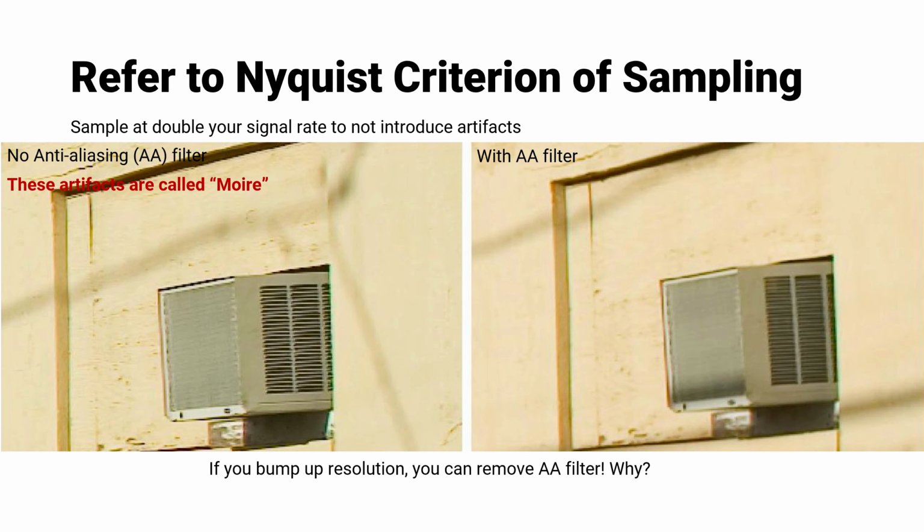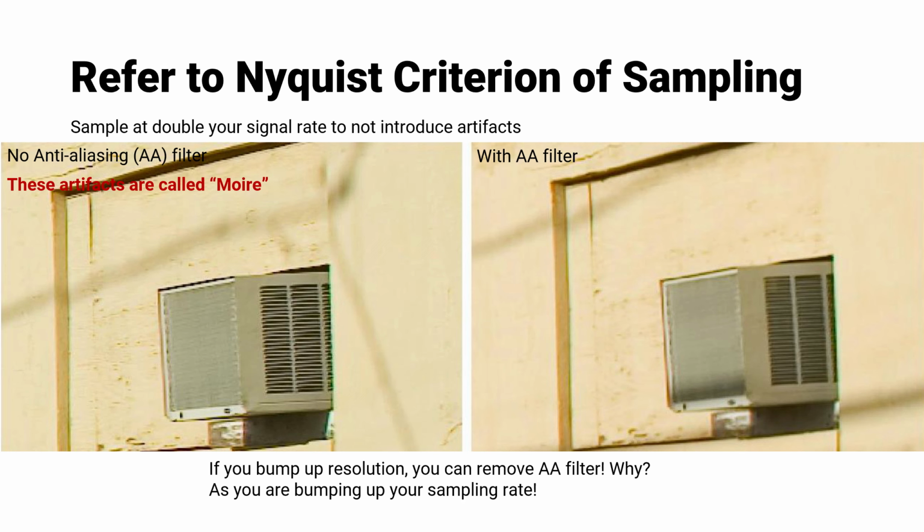Great. The question now is, if you bump up the resolution, you can remove the anti-aliasing filter and actually regain the sharpness we had before. Why? Again, the answer is in the Nyquist criteria for sampling. As you bump up your sampling rate, you can resolve finer and finer details. So higher resolution sensors in current smartphone cameras or DSLRs or mirrorless cameras do not really have this anti-aliasing filter, right?